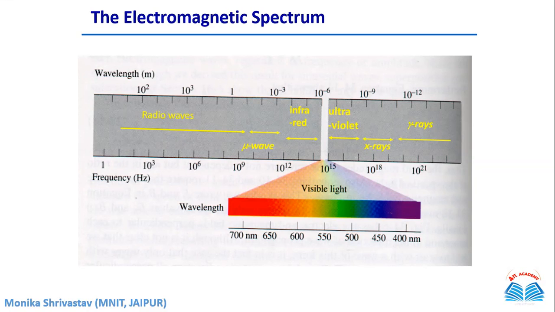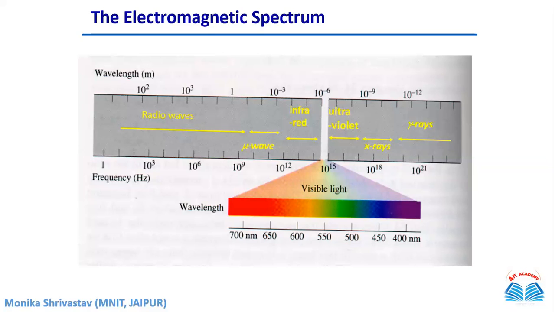And in between, you can see this color vision. This is the wavelength range of light. Visible light is the range in between in which our eyes are able to see any object. The wavelength range it is showing is 700 nanometer to 400 nanometer, and the frequency range you can see in this picture. So this is your electromagnetic spectrum.